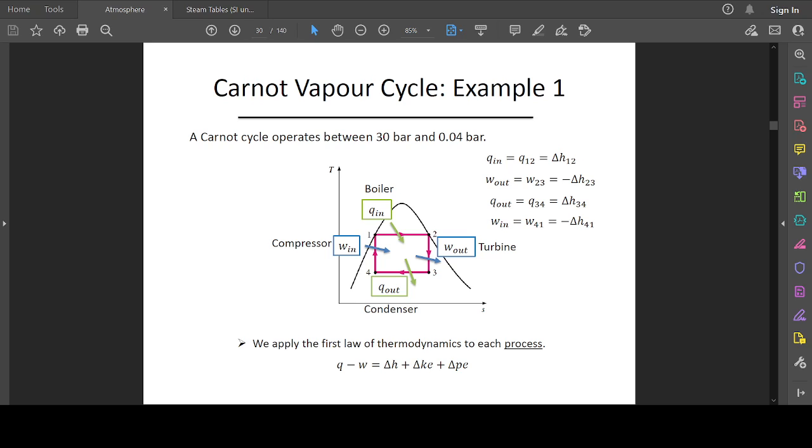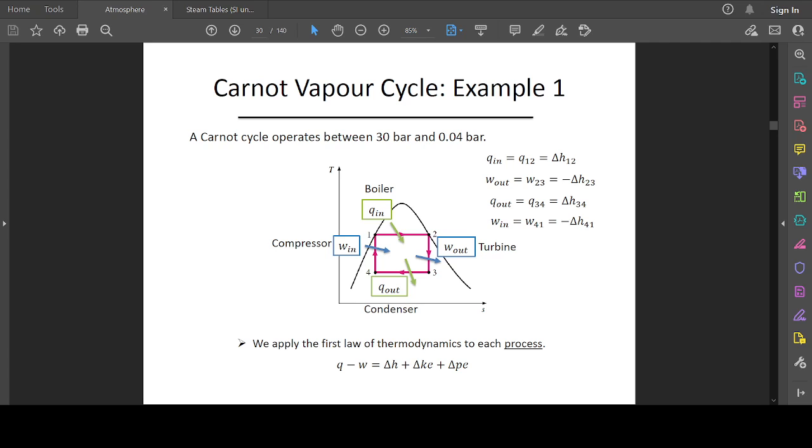So the changes in the velocity will be very, very little, okay? And because of that, we can disregard the kinetic energy. But on the other hand, the change in enthalpy is the only thing remaining in our first law energy balance, okay? And we can use that to calculate most of the sections within this, okay?